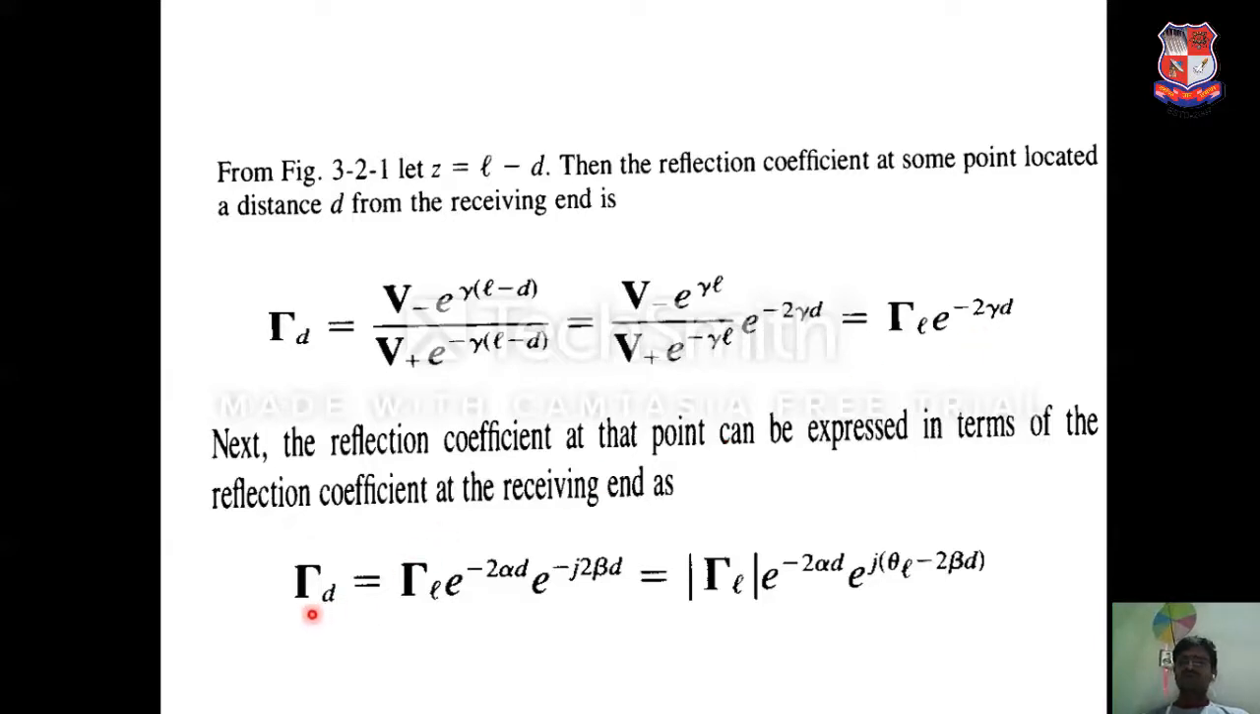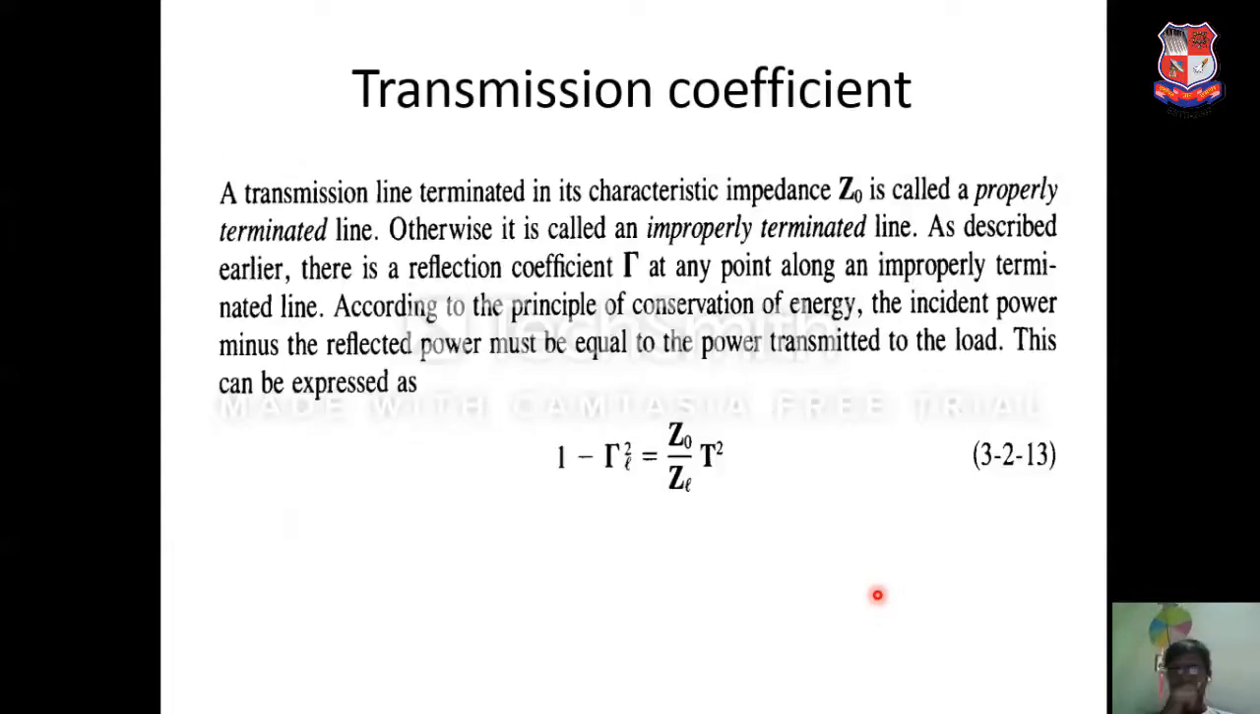Further we can simplify it: gamma D is equal to gamma L into e raised to minus 2 alpha D into e raised to minus j into 2 beta D. Here alpha is the attenuation constant and beta is the phase constant, and this term is nothing but the complex quantity, which represents the magnitude as well as the phase of the given signal.